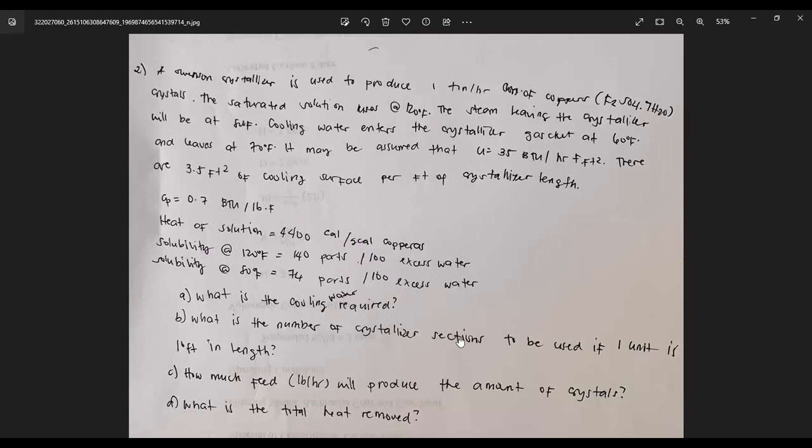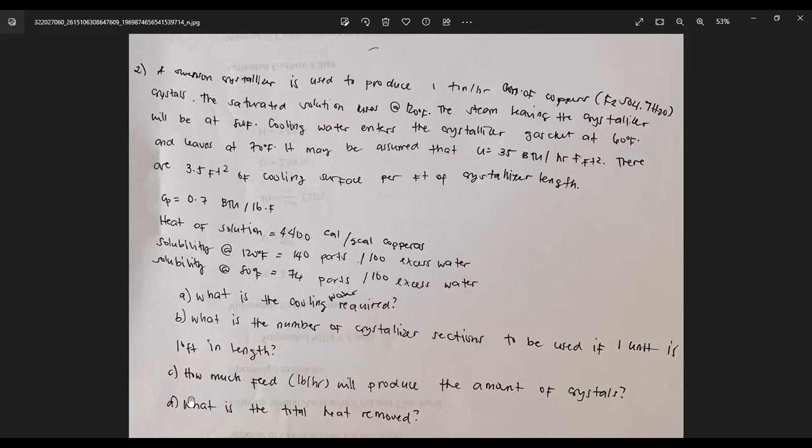Now, you are asked to answer 4 questions in this case. So, A, what is the cooling water required? And for B, what is the number of crystallizer sections to be used if 1 unit is 10 feet in length? So, this is the condition. C, how much feed in pound mass per hour will produce the amount of crystal that is indicated? So 1 ton per hour in this case. And D, what is the total heat removed in the process?